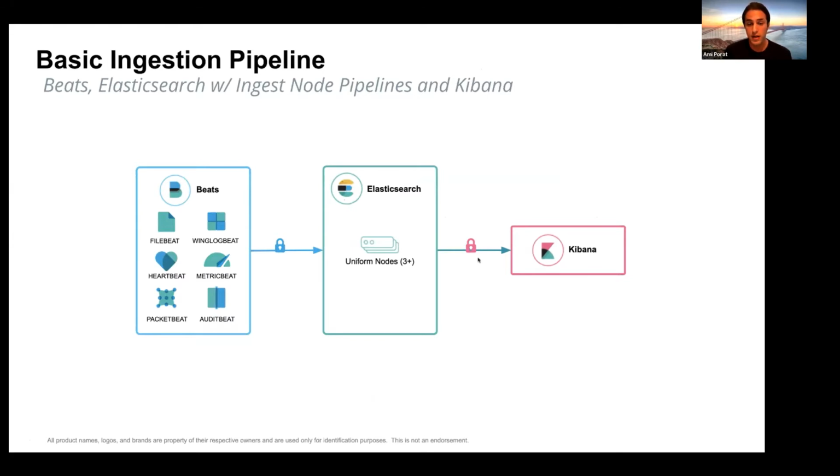There could be intermediary data or intermediary places where the data is sent, but for the most part, you can think of a basic ingest pipeline as Beats send data to Elastic, and Kibana can then access that data in Elastic and let us view it. Now, the Beats we're going to cover today are Filebeat, Metricbeat, and a little bit of Packetbeat.